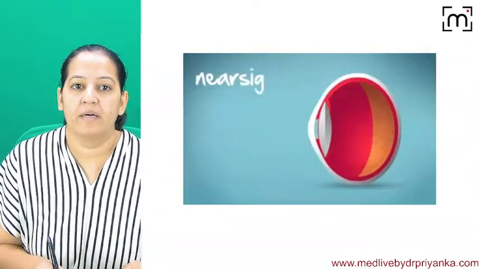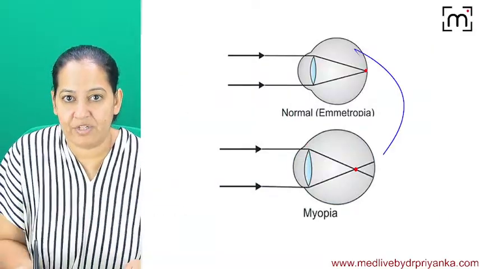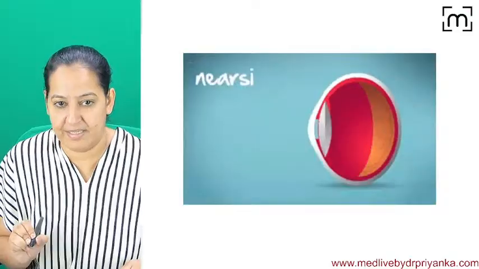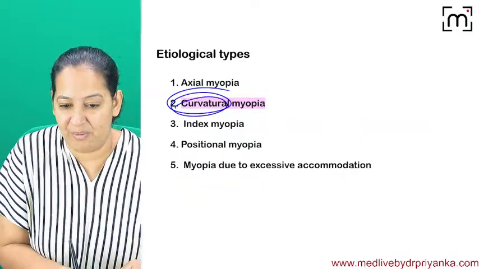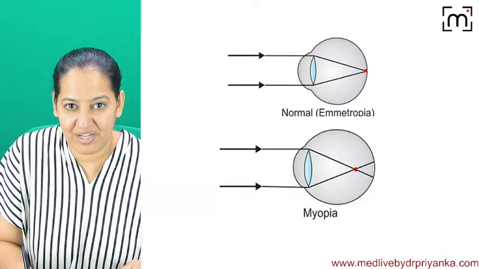The second one, you got it? Here the length is increased. Appreciate, here also the length is increased. Appreciate this length. It is increased. Okay. The second is the curvatural one. What's going to happen here in the curvature? So I told you, see the curvature here.